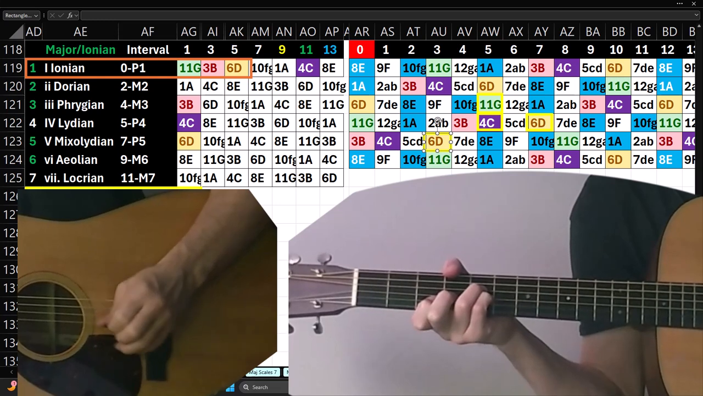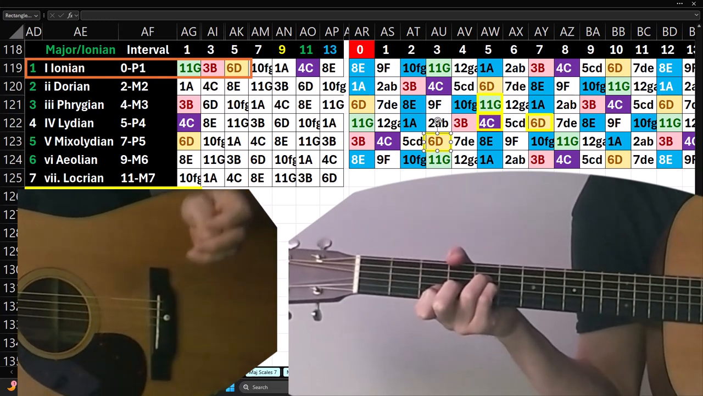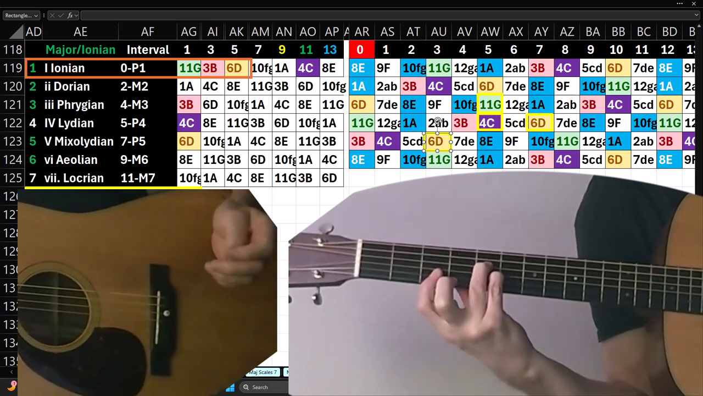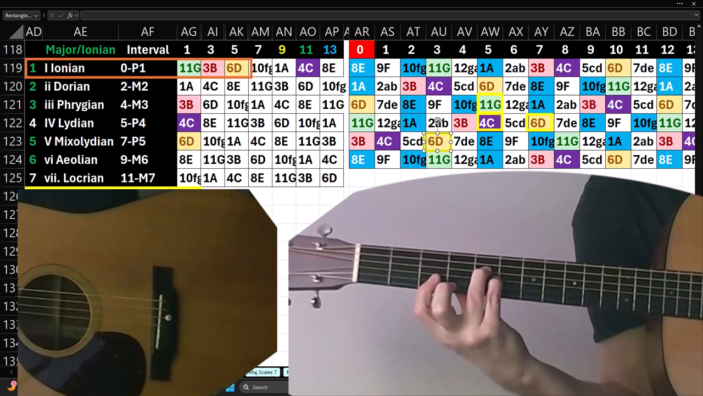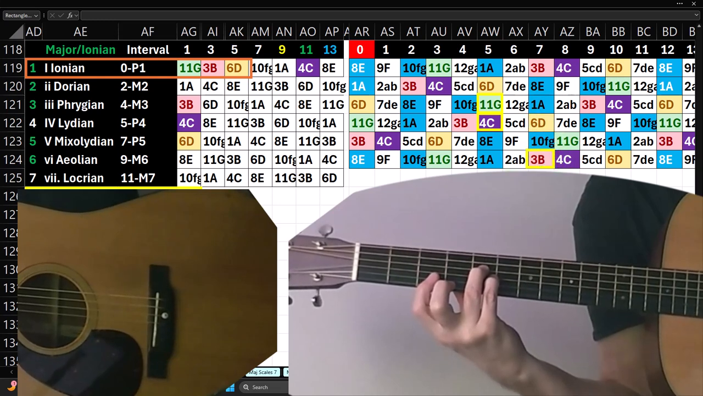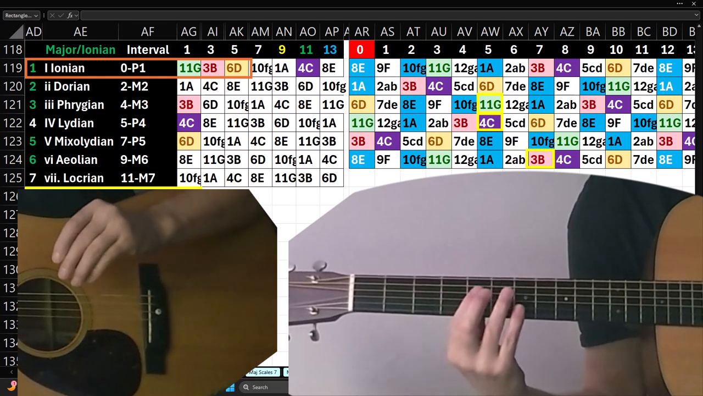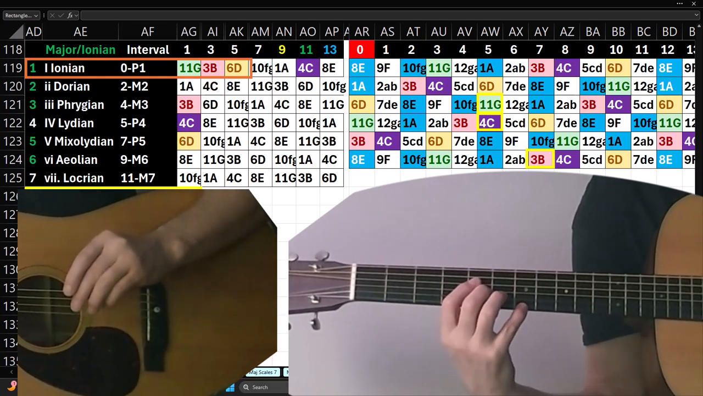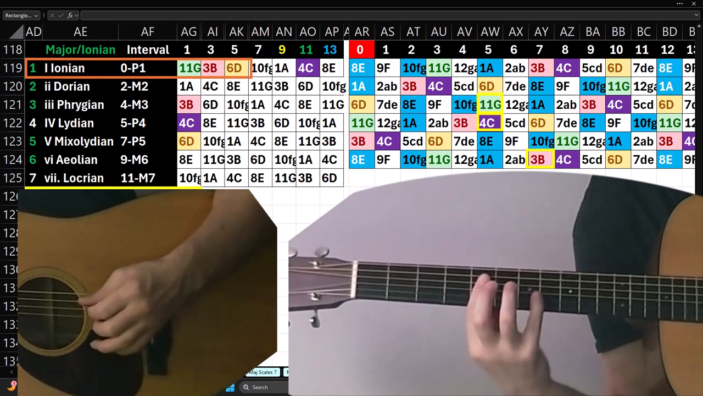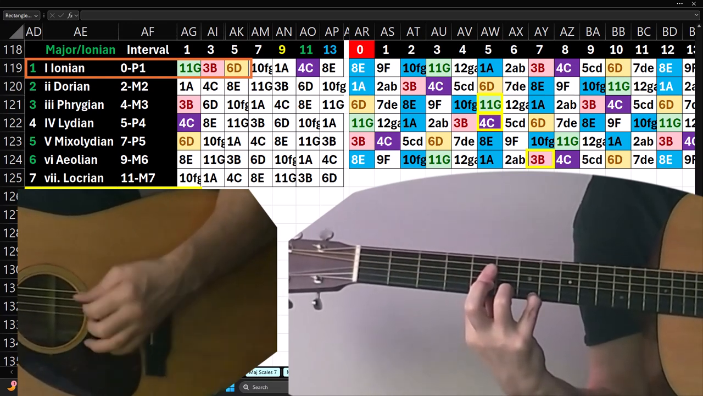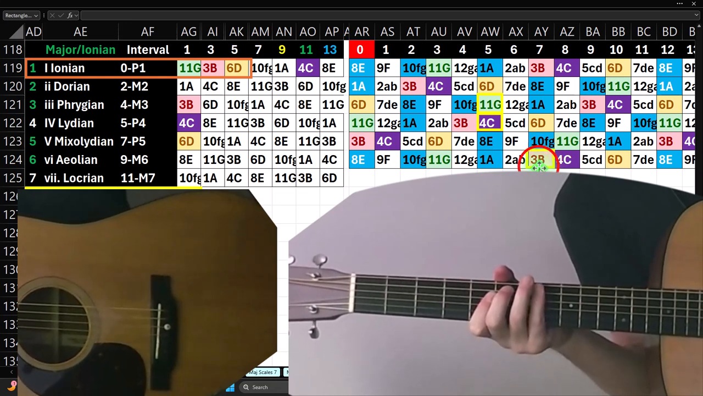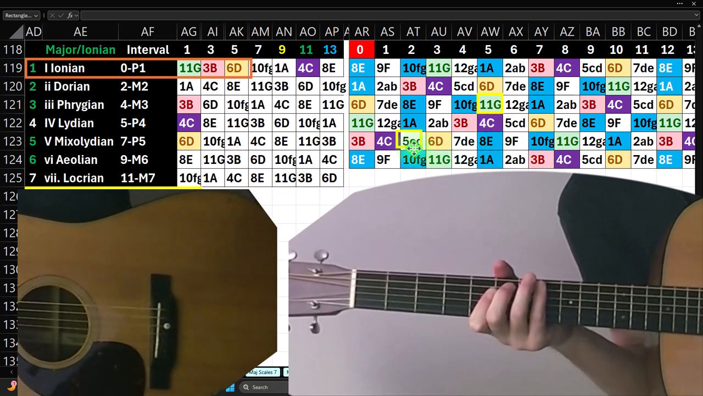That's a doable shape. Grab another root underneath it. And then what I could do too is I can bring this forward to like here if I wanted to. And there's another B. So now I could do this. I could bar this.